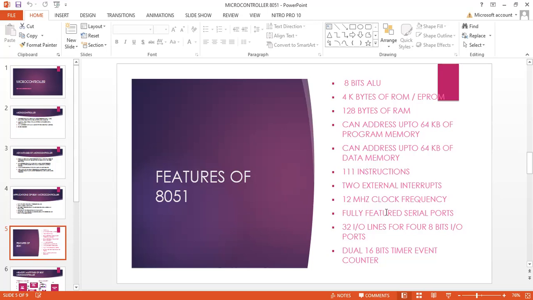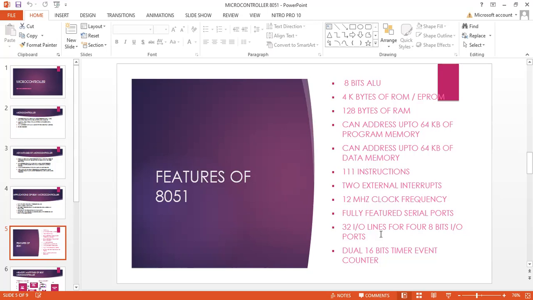Only thing is, architecture wise, if you want to see, you should write there is an 8-bit ALU in it, right? Then it has 32 input output lines. That means 4 ports of 8 bits, right? So total 32 input output lines are there. Then there are pins for the 12 megahertz clock frequency, for the crystal, then pins for power supply and for timing and control signals.